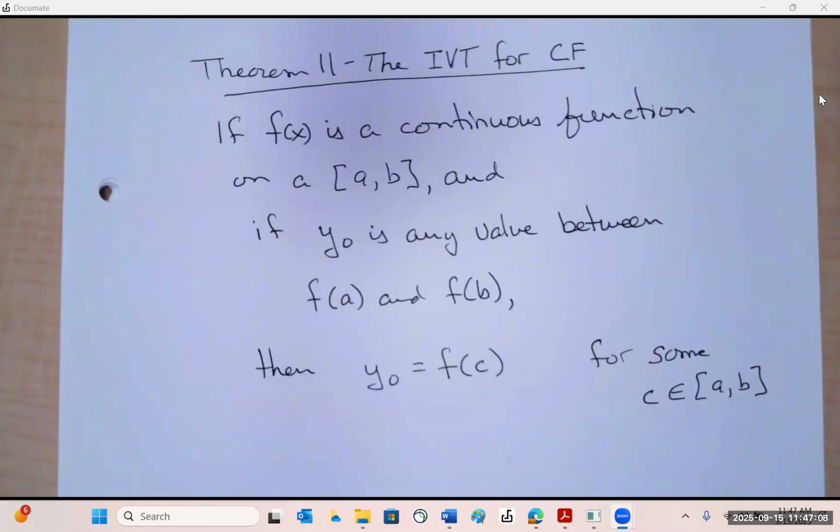So f of a and f of b have to be defined because it's a closed interval, it's a continuous function. What does a continuous function mean? Don't tell me it's a pencil thingy. What does a continuous function mean? No holes. So yes, it's a continuous function, doesn't have any sharp points, doesn't have any jump discontinuities, but it means more things than that.